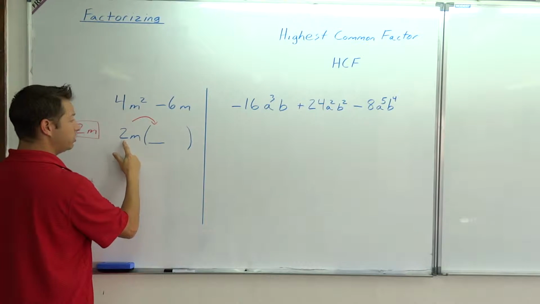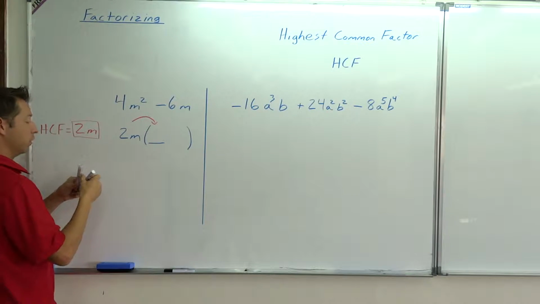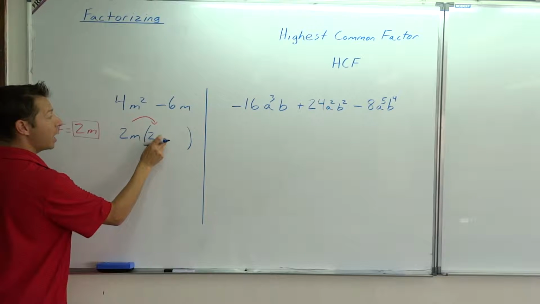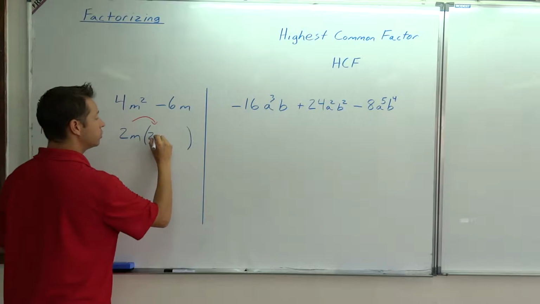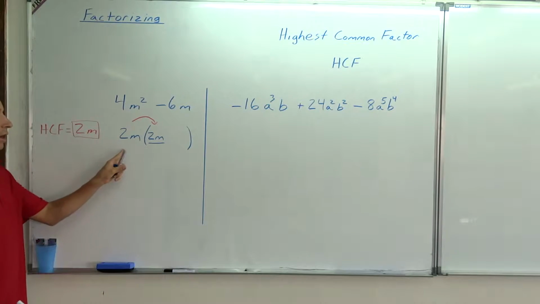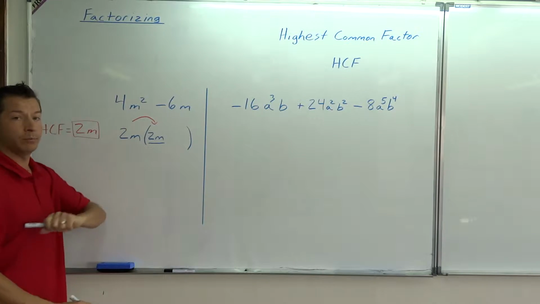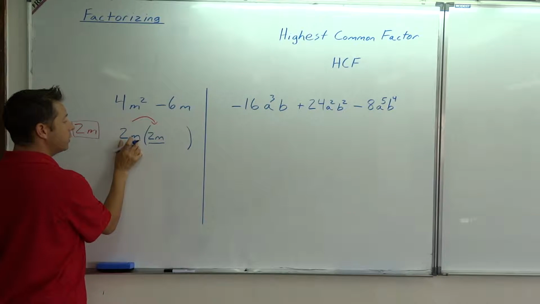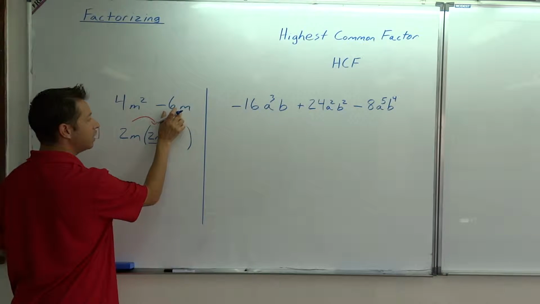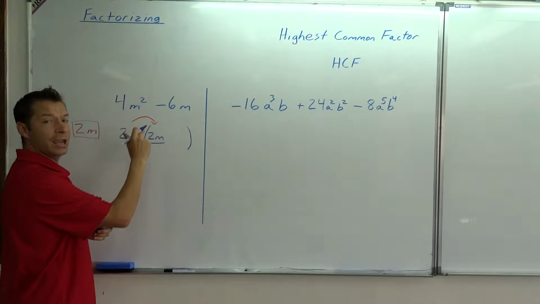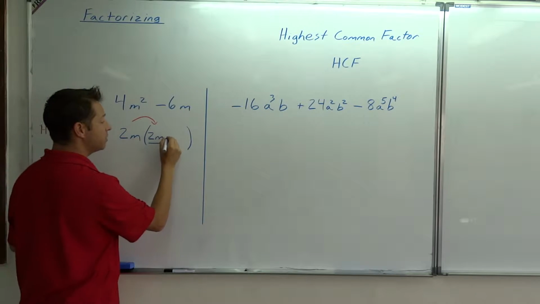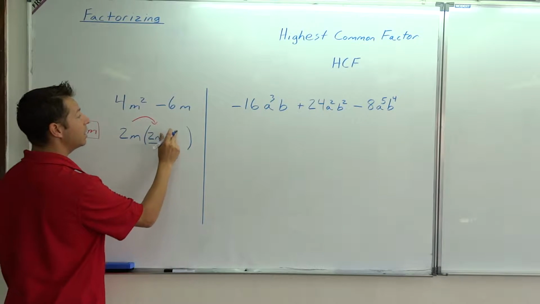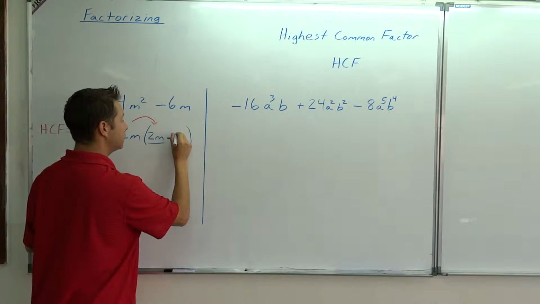If I took 2m and multiplied it by something inside here, how could that give me 4m squared? Well, I know that 2 times 2 would give me 4, so it must be a 2. And I know that m times m would give me m squared. So my first term would actually be 2m. Then 2m times 2m should give me 4m squared. For negative 6m, what would give me 2m times something to give negative 6? Since this is positive, this next term has to be negative. So I'm going to go 2 times negative 3 to give me negative 6.